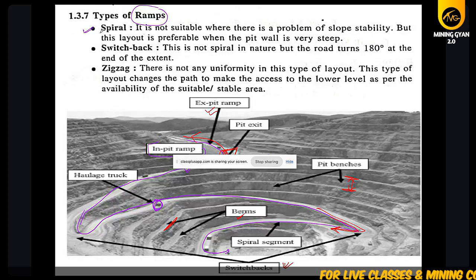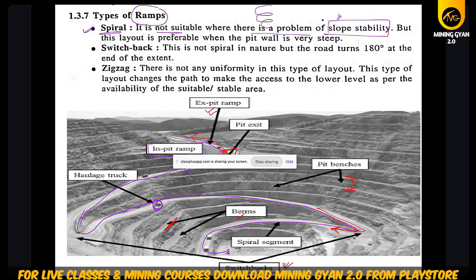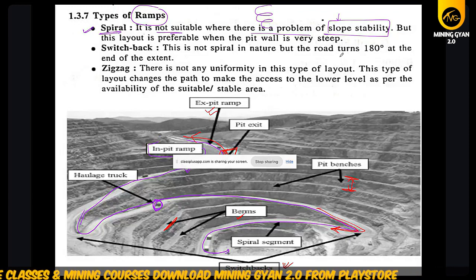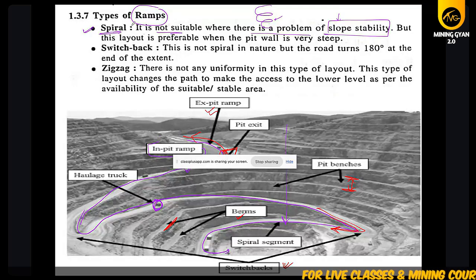First is spiral. It is not suitable where there is a problem of slope stability. So we will not consider a spiral ramp where slope stability is the problem. We use the spiral ramp where the depth is very high. We prefer the spiral where the depth is more.